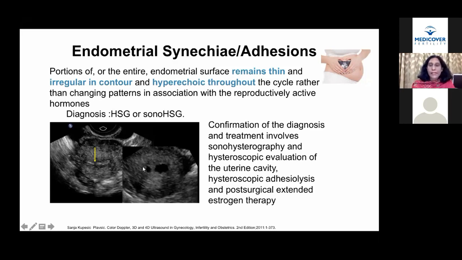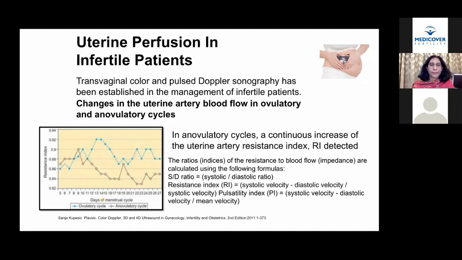In such cases, we can of course do confirmation with sonohysterography, but we like to do hysteroscopy. That means surgical evaluation of the uterine cavity and trying to separate the adhesions. Here you can see between the cavity there are these adhesions. So it's better to put that patient for surgery and then prepare the lining.